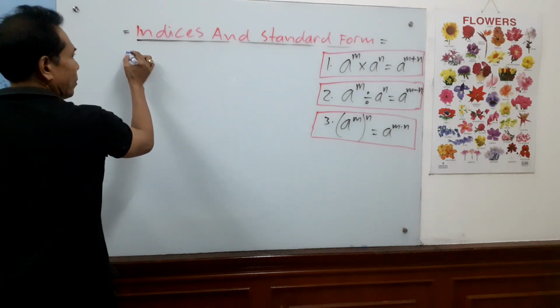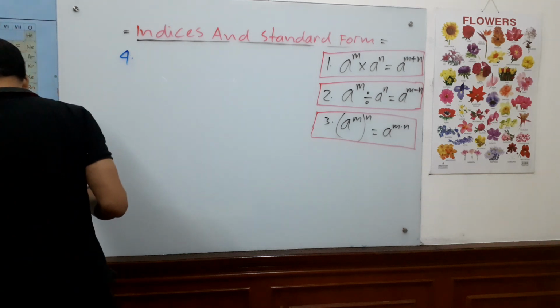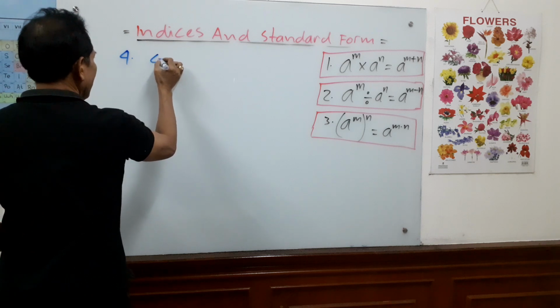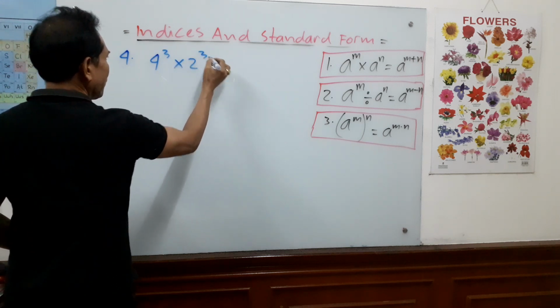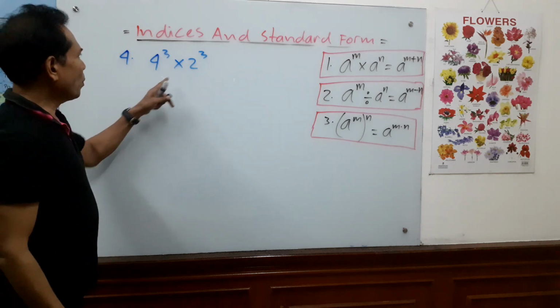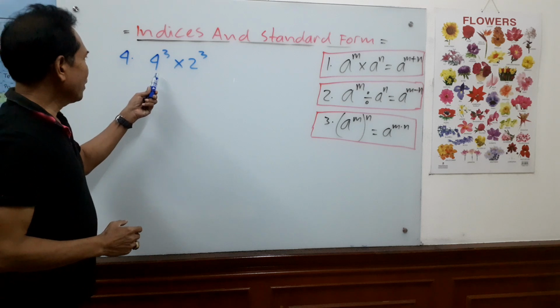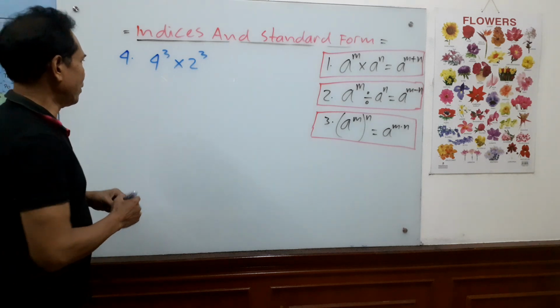So I put number 4 here. We have 4 power 3 times 2 power 3. Remember, children, this has 3 factors. This one also has 3 factors.